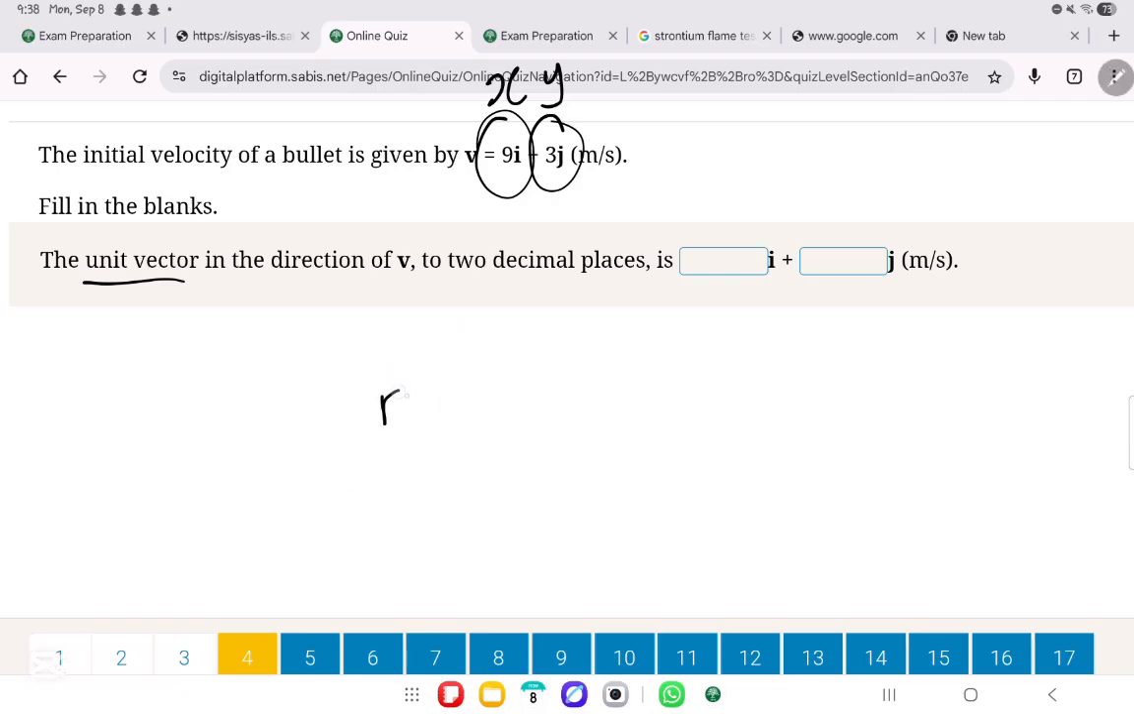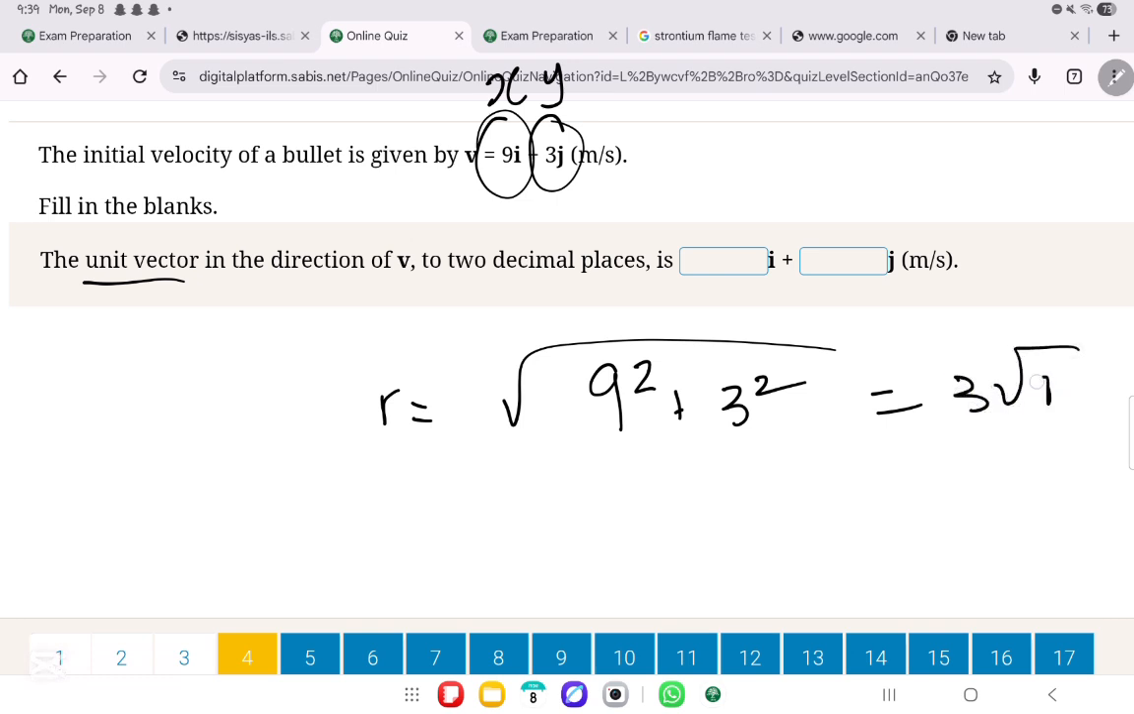It's radical 9 squared plus 3 squared. If you put it on the calculator, you are supposed to get an answer of 3 radical 10. Now, what do?